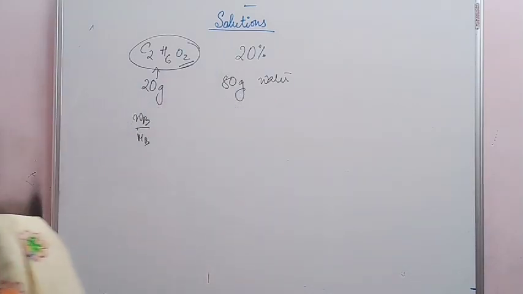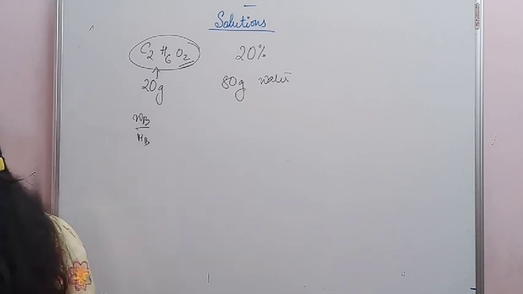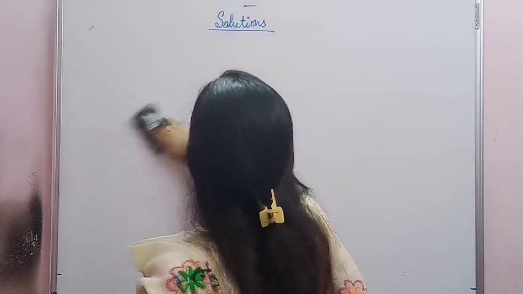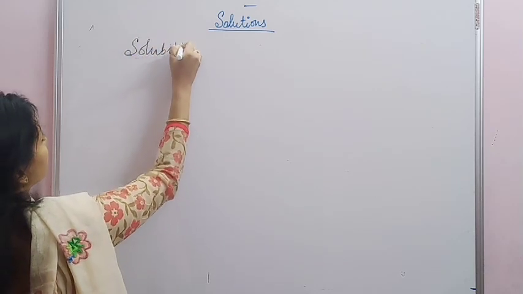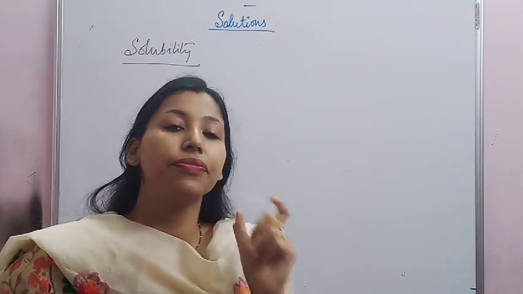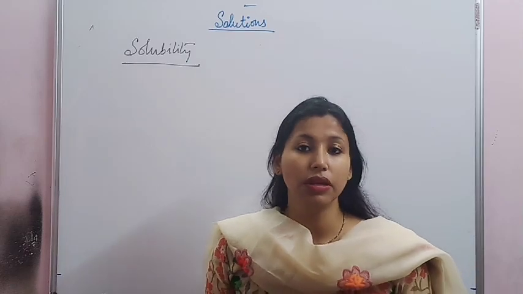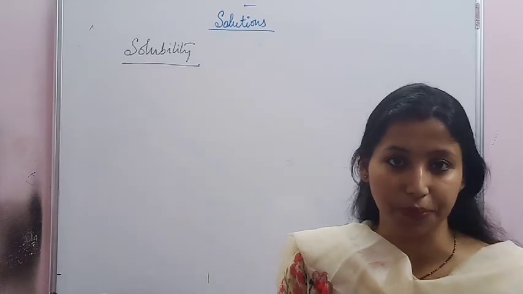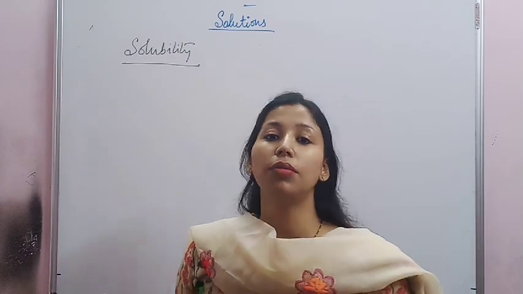Next, after this we will discuss solubility. Now, what is the definition of solubility? Solubility of a substance is the maximum amount that you can dissolve in a particular amount of solvent at a particular temperature.